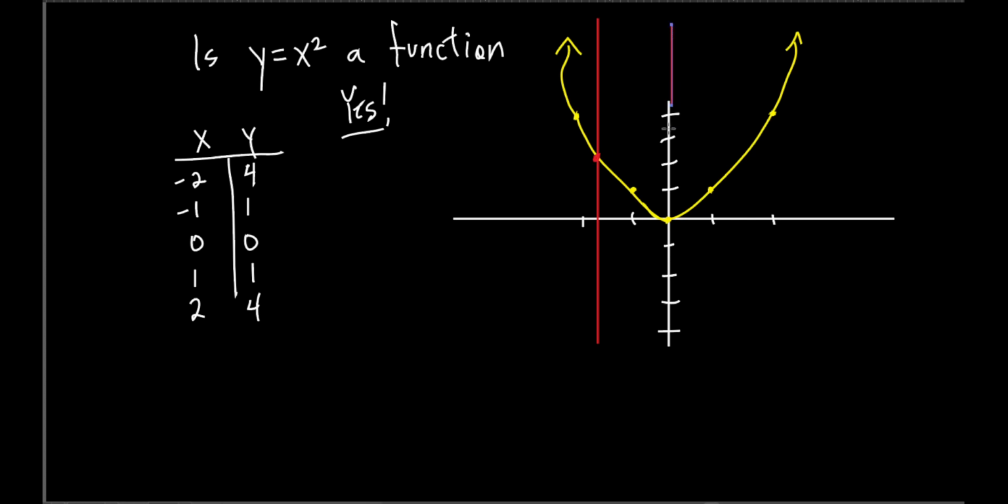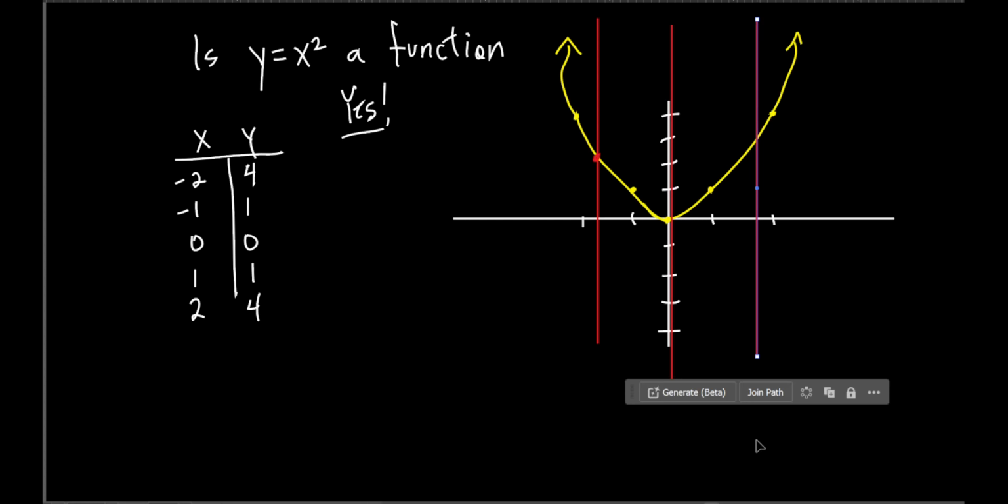So if it only hits at 1 point, no matter where I put that vertical line, I could put that vertical line right down the middle. It still only hits that graph at 1 point. I could put a vertical line anywhere on here. It doesn't matter where I put it. It's only going to hit the graph at one particular point. So that right there means it's a function. Okay, that's the vertical line test. So I think that's pretty interesting to see.